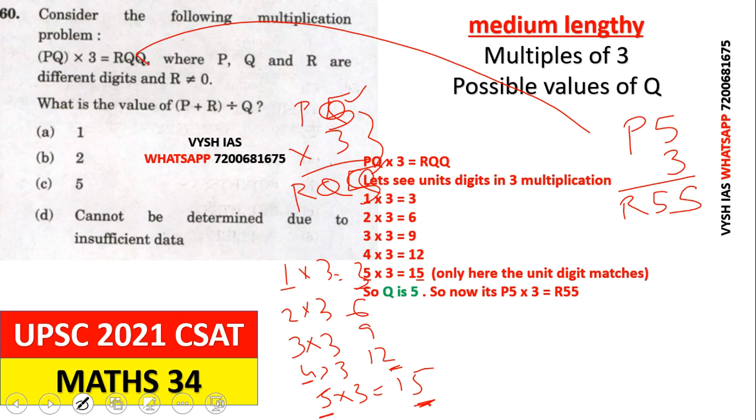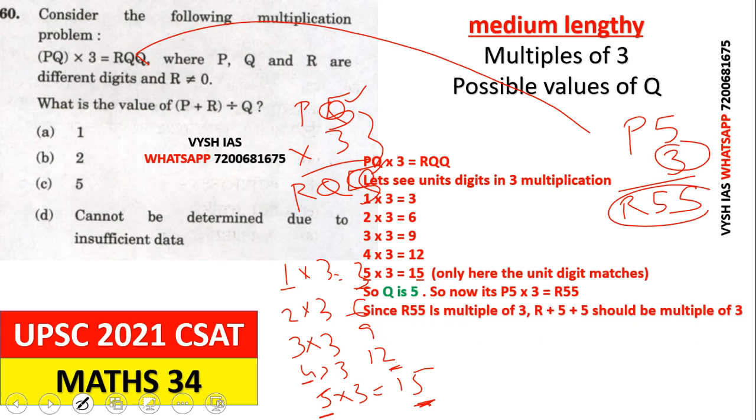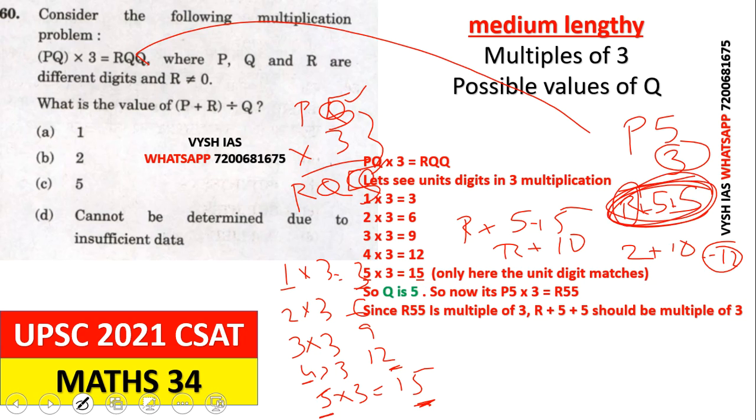But you need P also. You need to find R also. How will you find it? R55 is a multiple of 3. I taught you at the start of this video how we find a multiple of 3. If you add up the digits, R plus 5 plus 5 should be a multiple of 3. So R plus 10 should be a multiple of 3. That means R's value should be 2. Only then 2 plus 10 is equal to 12, which is a multiple of 3. And so R is equal to 2.